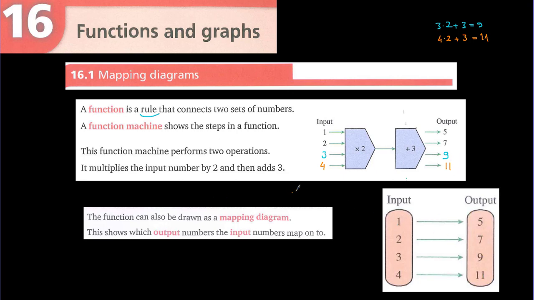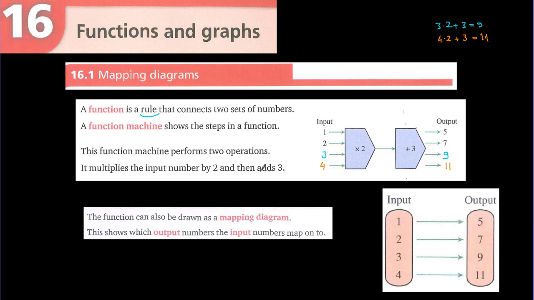So with respect to that one, we are going to try to understand the rule. The function can also be drawn as a mapping diagram. As you see here, this shows how the input members map onto the output members. So 1 goes to 5, 2 goes to 7, 3 goes to 9, and 4 goes to 11. With respect to that one, we are going to try to understand the function also.